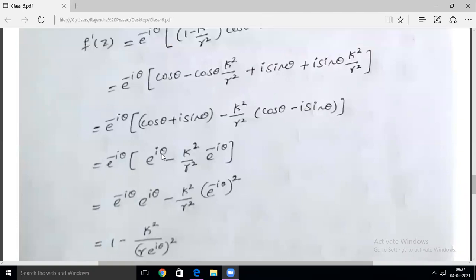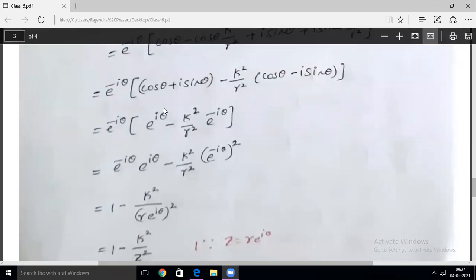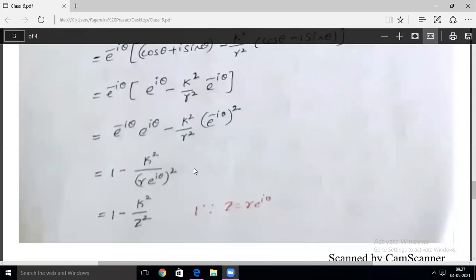Obviously we have e power i theta, because e power i theta can be written as cos theta plus i sin theta. So cos theta plus i sin theta is equal to e power i theta, minus k square by r square keep as it is. Cos theta minus i sin theta can be written as e power minus i theta. It is multiplied with e power minus i theta because that is outside. So we have to multiply these terms: e power minus i theta into e power i theta, and e power minus i theta into e power minus i theta, which is e power minus i theta whole square. Minus k square by r square, keep as it is.